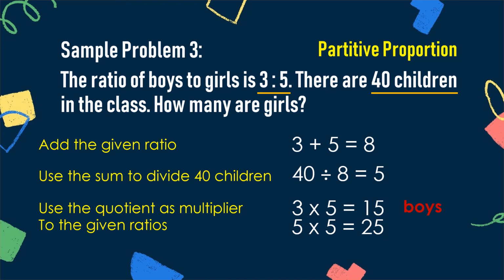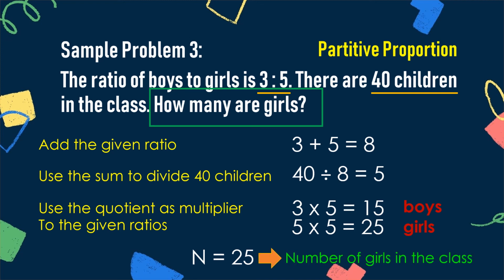Looking at the ratio 3:5, the first quantity pertains to the boys, and the second quantity pertains to the girls. And since the problem is asking us to find the number of girls, our answer should be n equals 25 girls.